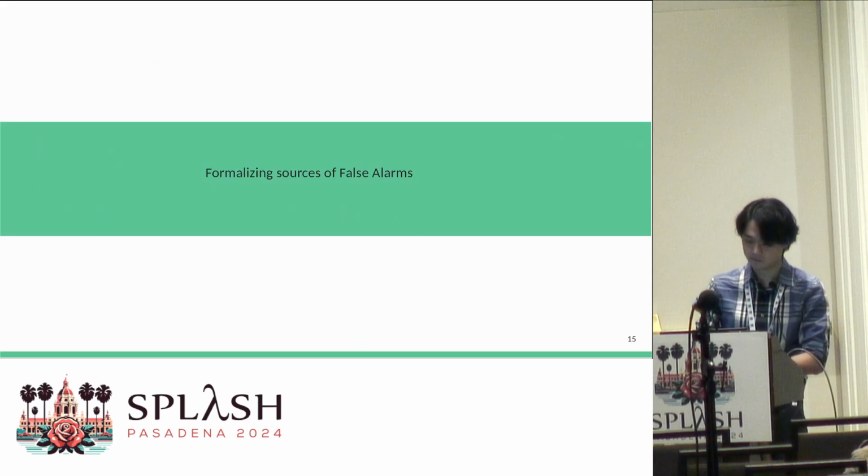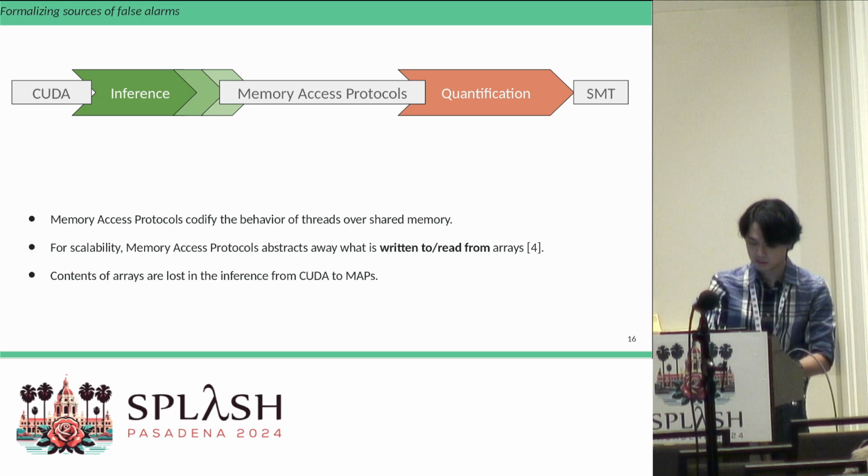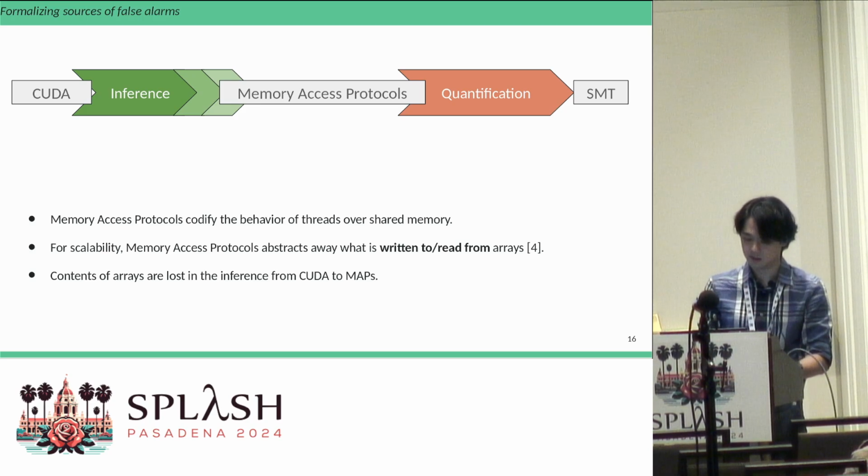So let's formalize the sources of false alarms. Here's the pipeline of our tool. We take a CUDA program, infer that into a memory access protocol, and then finally quantify into an SMT formula. A memory access protocol is a type that codifies the behaviors of threads over shared memory.